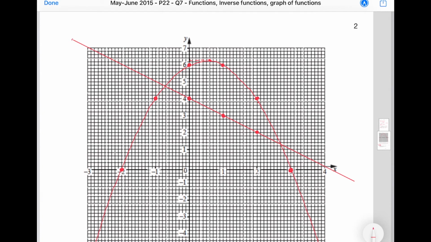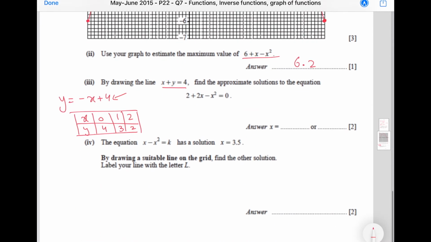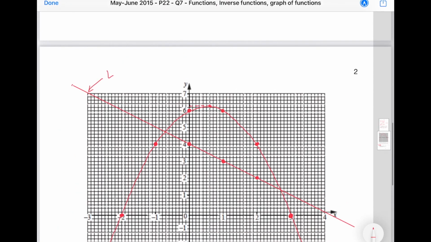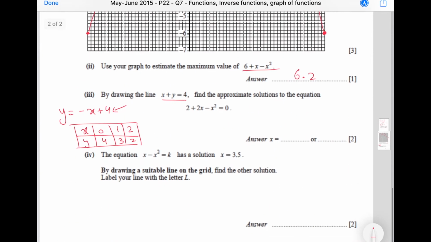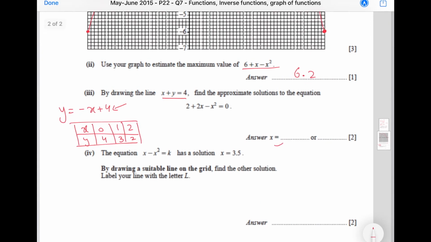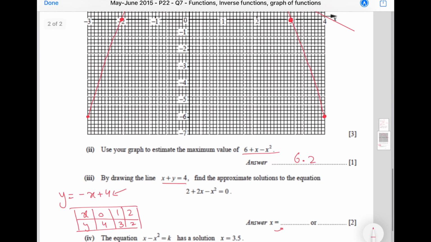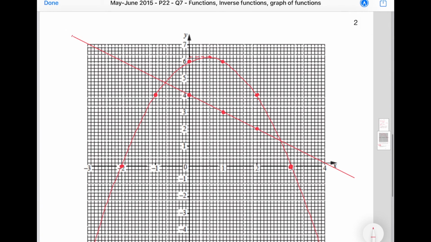So this line here is line L, since the question asked us to, no, this is not L. This is just an equation. Okay, what we had to find in this part was the values of x where the graph intersects the curve. So one of the values is going to be over here and the other value is going to be over here.